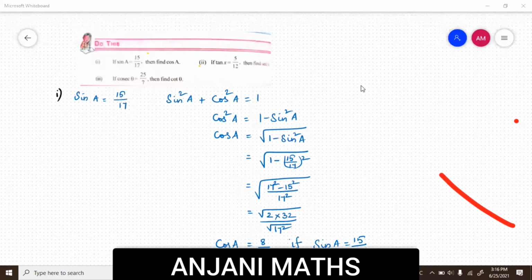So I think you can solve this. Take this problem as an assignment, all of you. Cosecant theta is equal to 25 by 7. Then find cot theta. Take this problem as an assignment, and tomorrow you are going to show it to me.